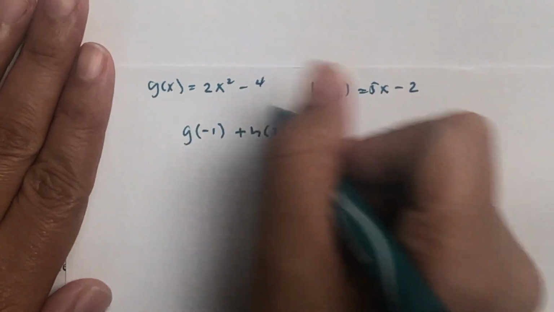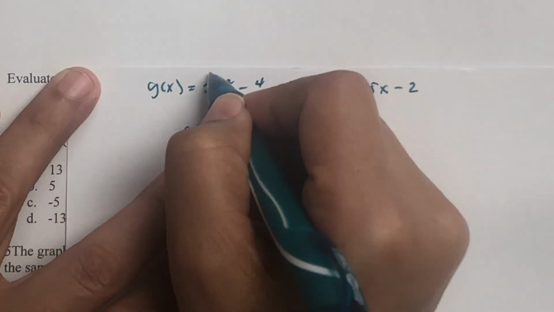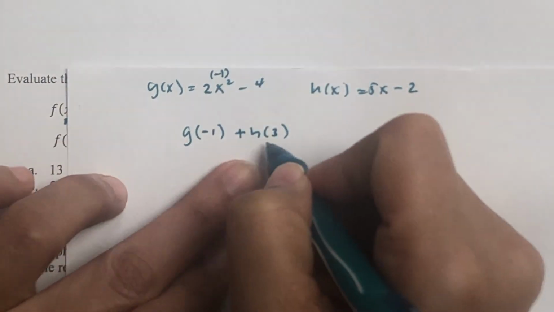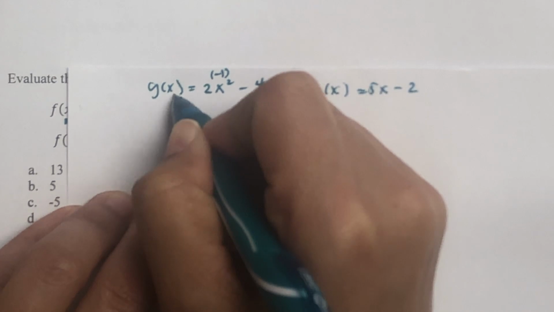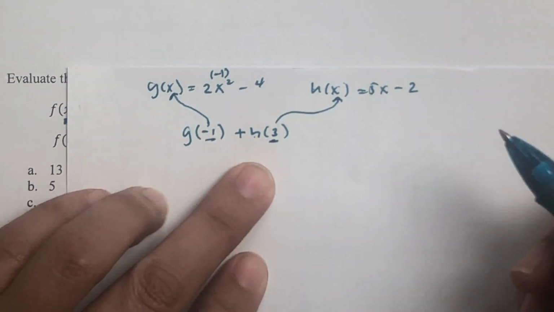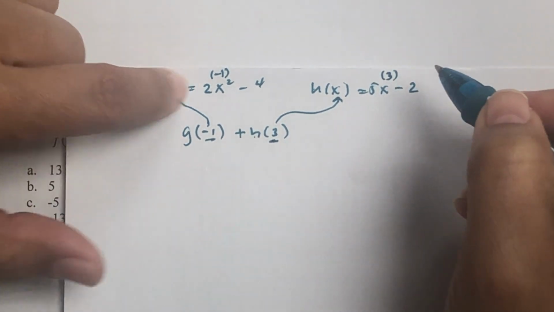All right, so now we're just going to put those together. You're going to find G of negative 1 first. So you're going to put negative 1 in place of this X, and negative 1 there. Going to put this with H there. Instead of x, you're going to put 3. And then you just punch that in the calculator.